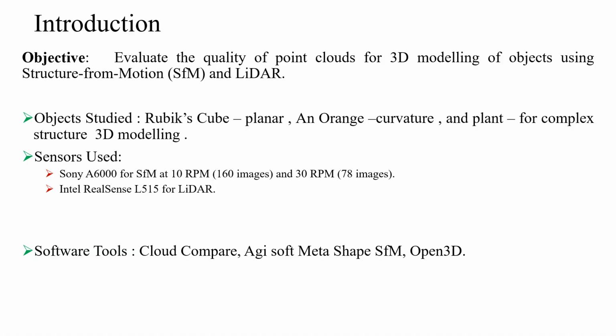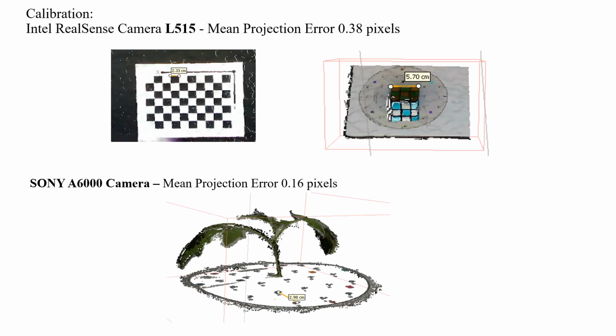Objects studied here: a Rubik's cube for planar surfaces, an orange for curvature, and a plant for complex structure for 3D modeling. A Sony A6000 for SfM and an Intel RealSense L515 for LiDAR were used. CloudCompare, Agisoft, and Open3D were used for analysis.